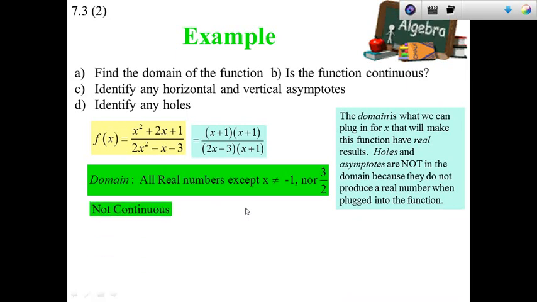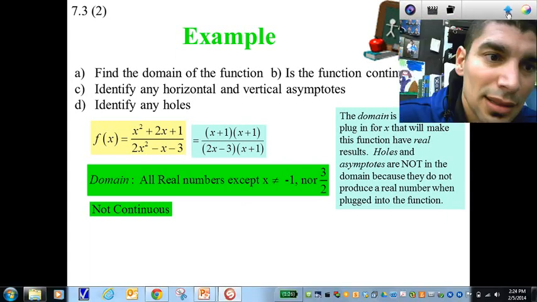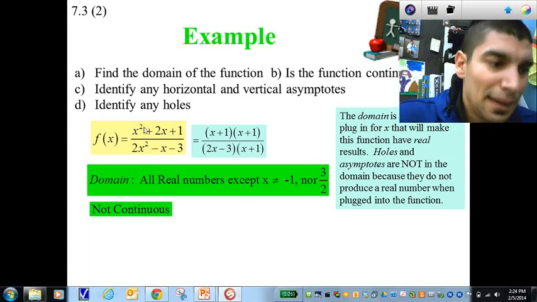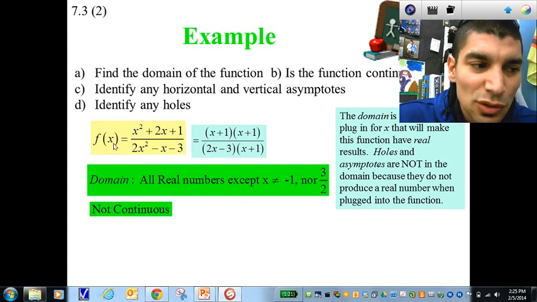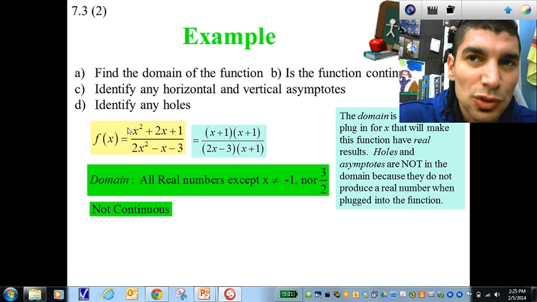Identify the horizontal and vertical asymptotes. Well, let's see. Horizontally, I have an x squared over x squared. The degrees are the same. So that means I'm going to need to do y equals 1 over 2. 1 over 2 is the horizontal asymptote.